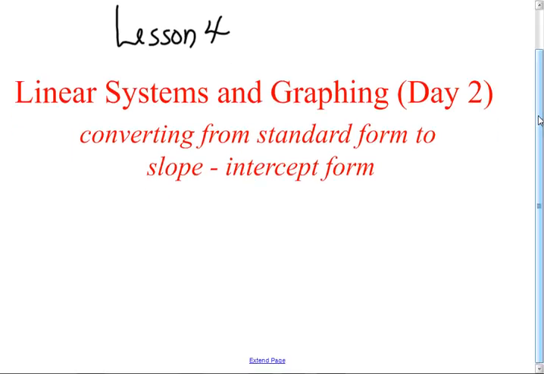We are going to take linear lines written in standard form and put them in slope-intercept form. Standard form looks like, okay, guys, ax plus by equals c. And slope-intercept form is y equals mx plus b.